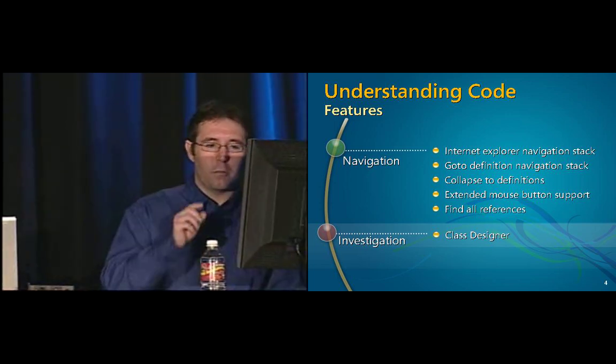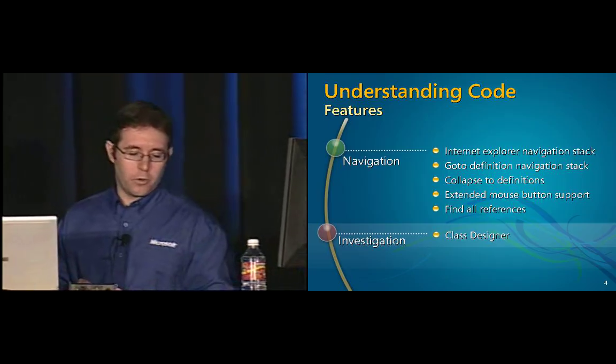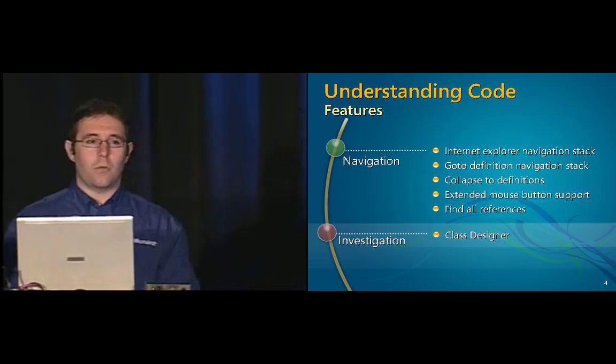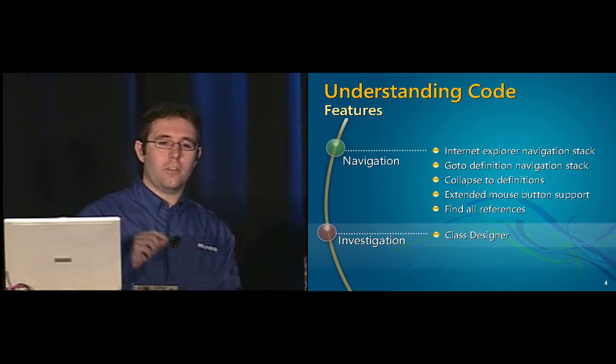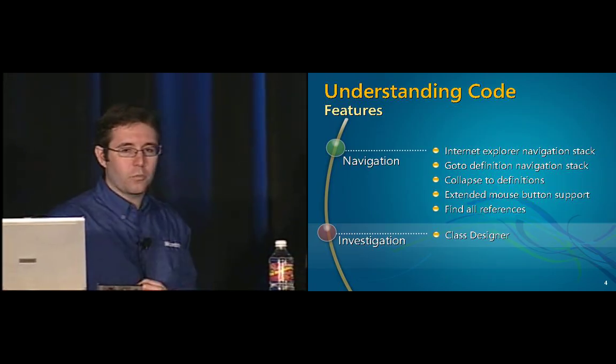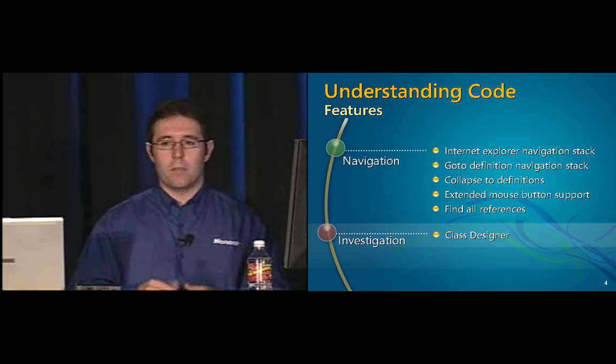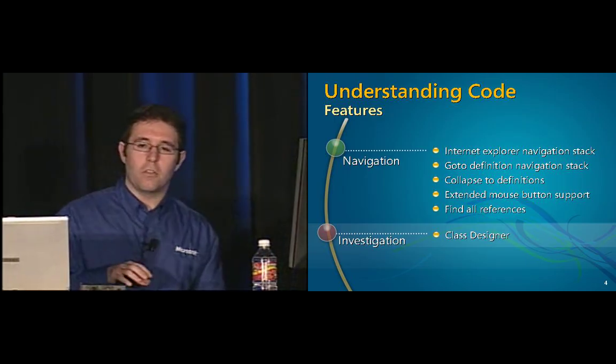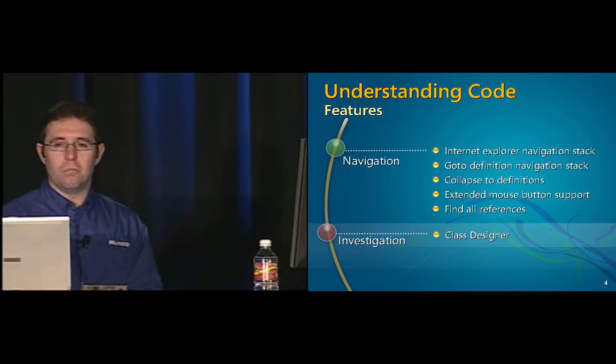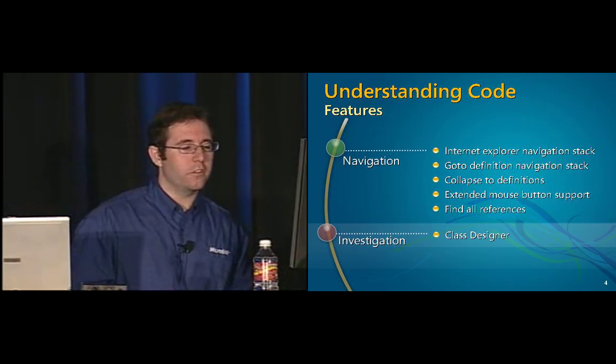What we didn't mention, or what I'm going to mention now, is extended mouse button support. It turns out that the navigation stack that we have for go to definition is actually mapped to the navigate forward and navigate back buttons, if you have an Explorer mouse. So you can really navigate just with the mouse if you happen to be looking at code and scrolling using the mouse wheel and such.